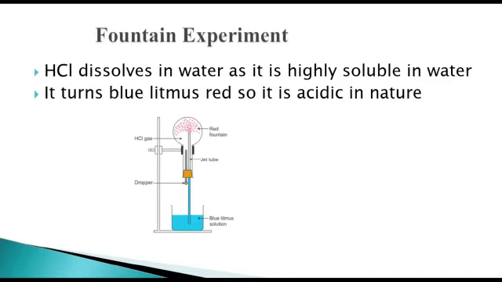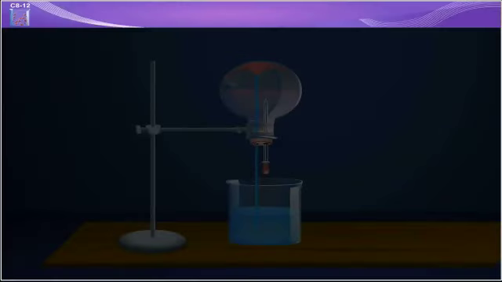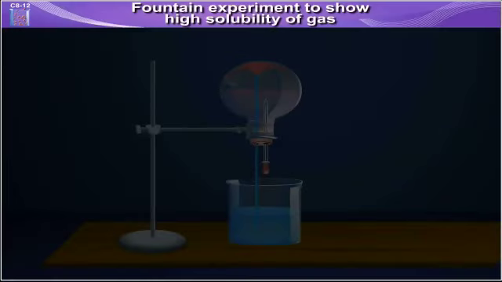Now when we press the dropper, water goes into the flask. HCl is highly soluble in water, so it dissolves in water to form hydrochloric acid. A vacuum is created due to the difference in pressure. Pressure outside the flask is much more than inside, and so the blue litmus is sucked inside the flask and then it turns red. Fountain experiment to show high solubility of gas.